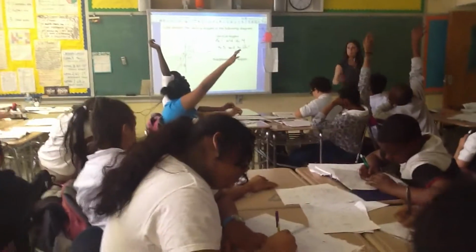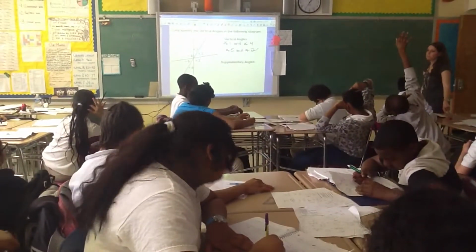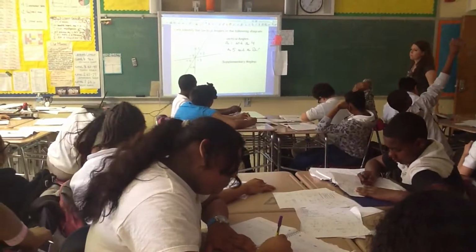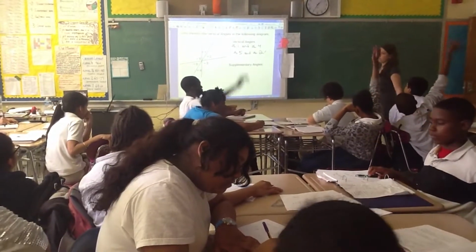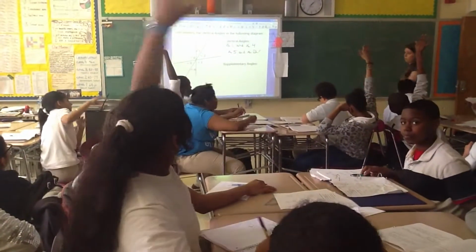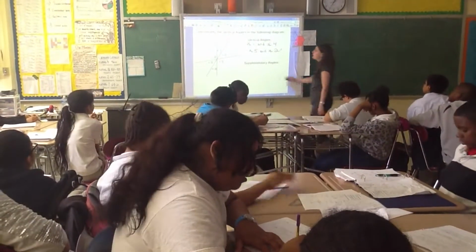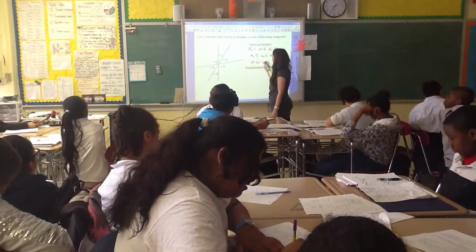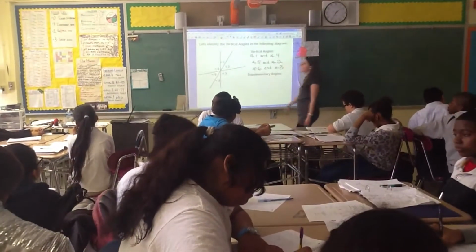Okay. And I have a question. Is it a certain way that you have to write the angles? Like, should it be from the smallest angle to the largest? No. That's a good question. Down here, angle 6 and angle 3. Okay, why do you think angle 6 and angle 3? Because they're opposite from each other.